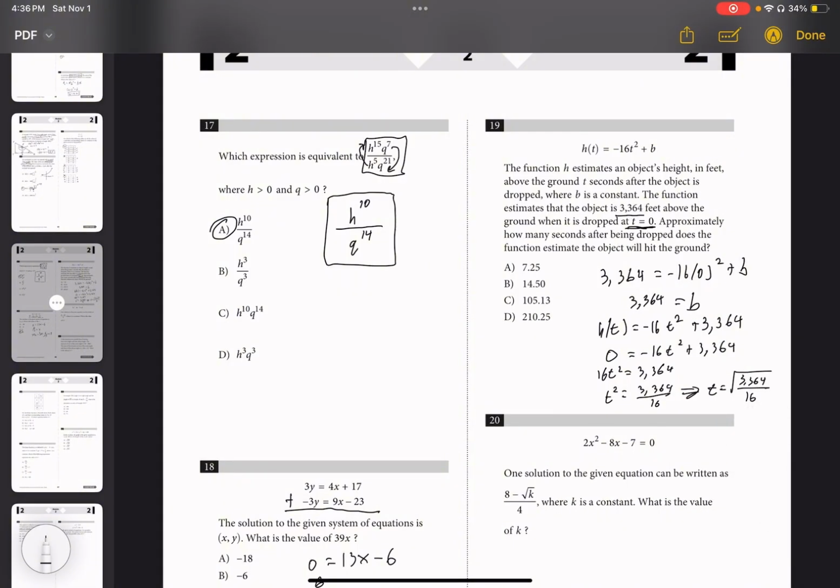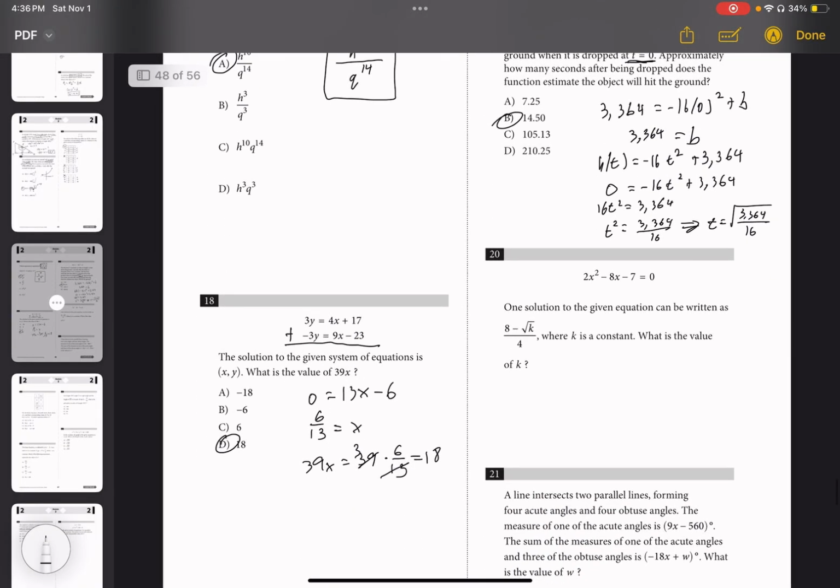And it's not plus or minus this time because it's time. Time can only be positive. So we have 3,364 divided by 16, we take the square root of that, and we get 14.5. One solution. All right, question 20 now.